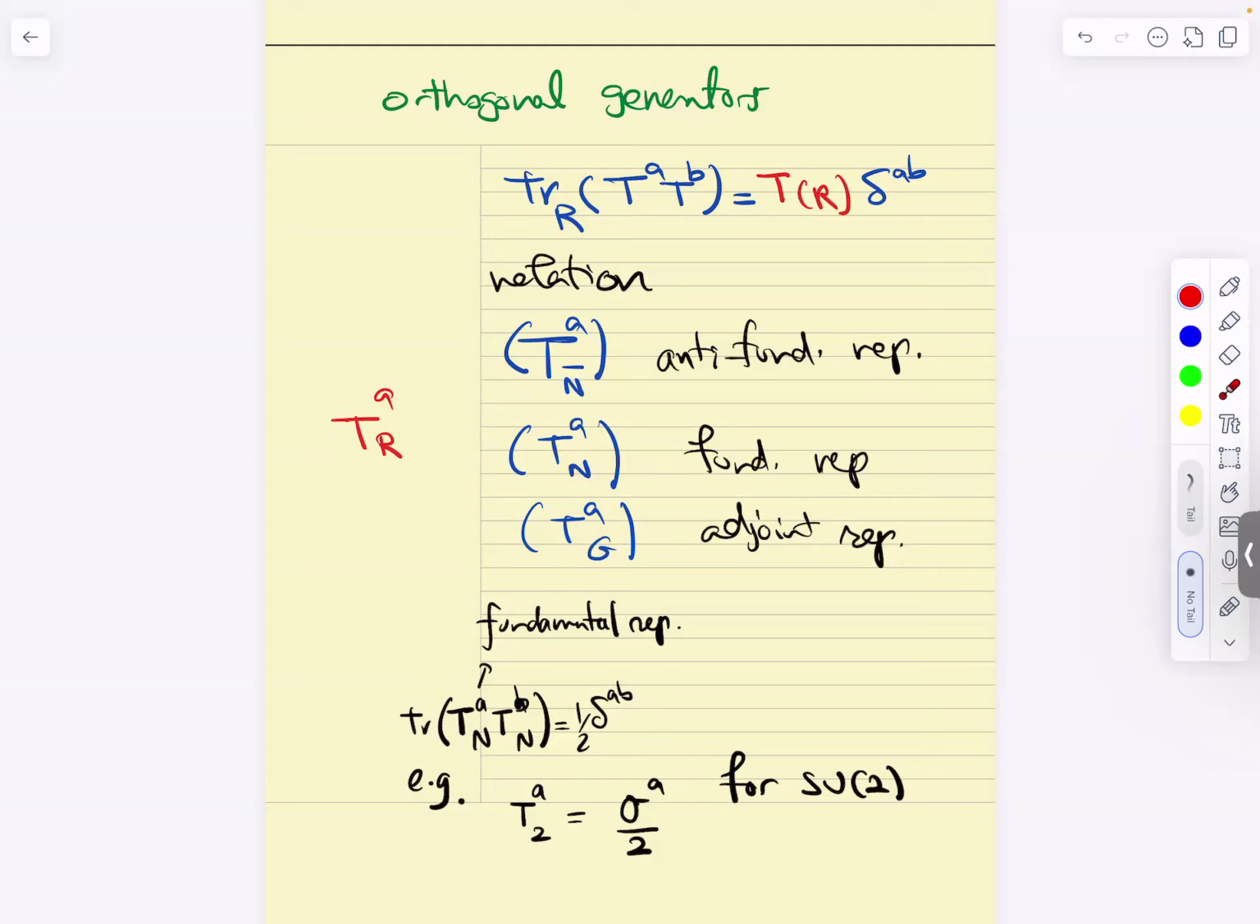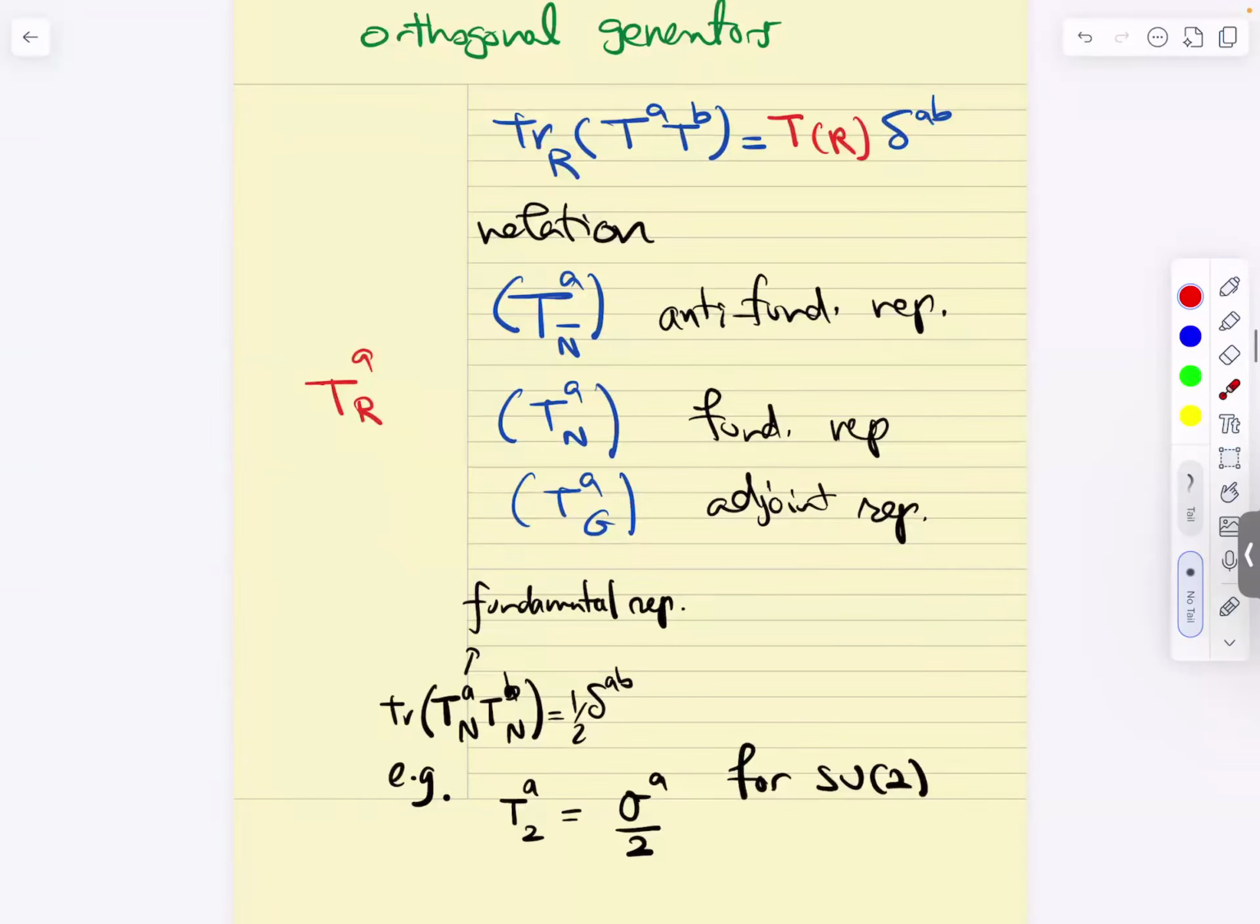At least physics C term, literature. Mathematicians probably have something completely different. So now, based on what I told you, what is T of R? This is also sometimes called C of R, by the way. What is T of R for the fundamental representation of SU2?